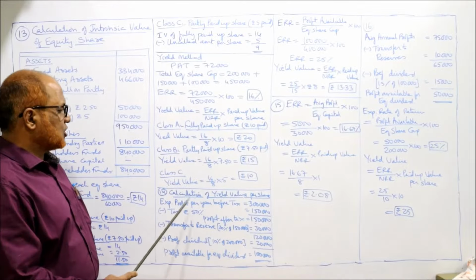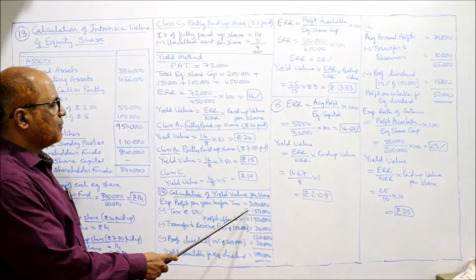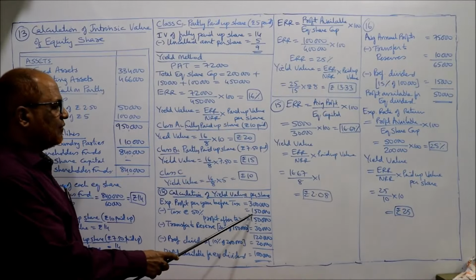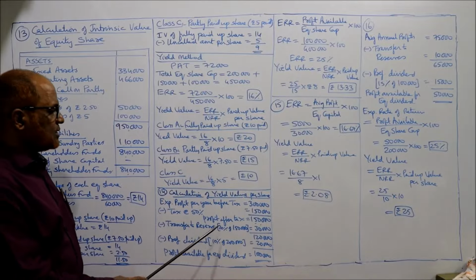Calculation of yield value per share. Expected profit per year before tax, 3 lakh rupees, is given in the problem. Tax rate 50%, so 50% of 3 lakh is 1,50,000. Profit after tax is 1,50,000. Transfer to reserve 20%.